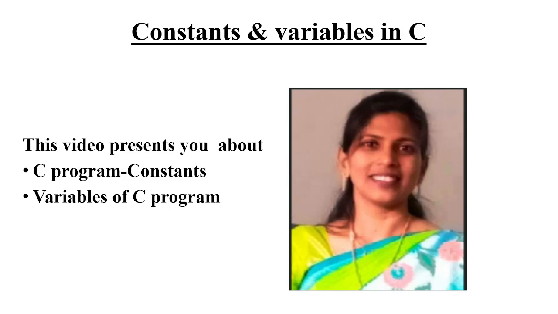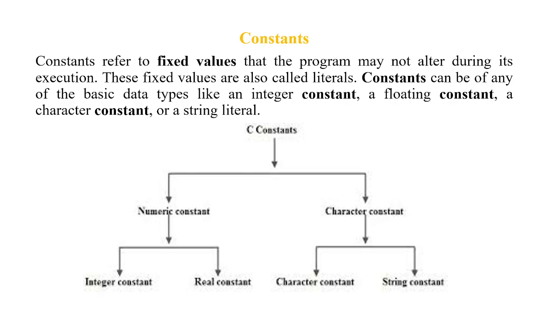This video helps you to know about C program constants and variables. So what are the constants and variables used in C? Constant refers to a fixed value. These fixed values are also called literals. And in C, generally we can use integer constants, floating constants, character constants and string constants.